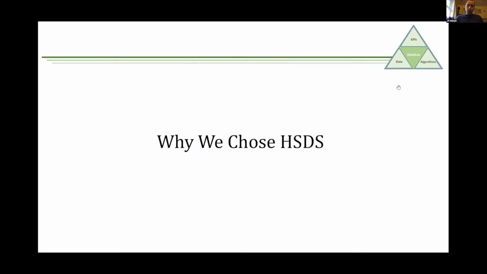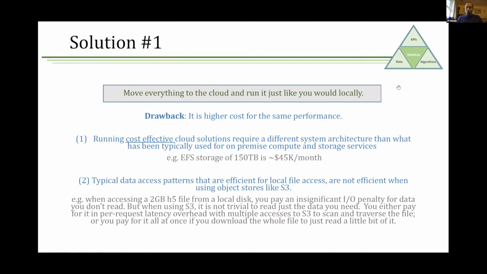So why did we choose HSDS? Well, so what do you do? You have a big processing pipeline on the ground that takes hundreds of terabytes of data and processes it to these higher level data products, and we want to parameterize that. And so one idea could be we just take the whole operation and we move it over to the cloud. So why doesn't that work?